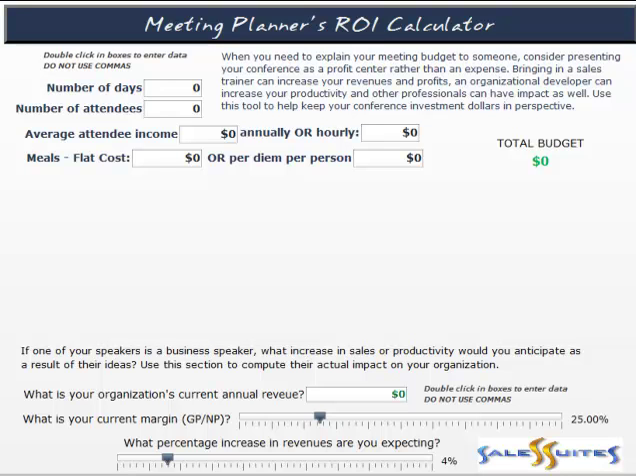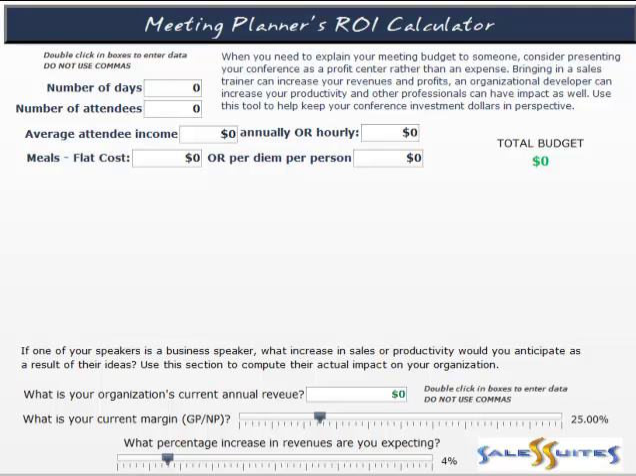Like other sales tools that I build, this one qualifies and quantifies the value that speakers bring to conferences. Qualifying means we make sure we're addressing all of the areas where our business impacts their business, and quantify, of course, means that we tie some real numbers to that.